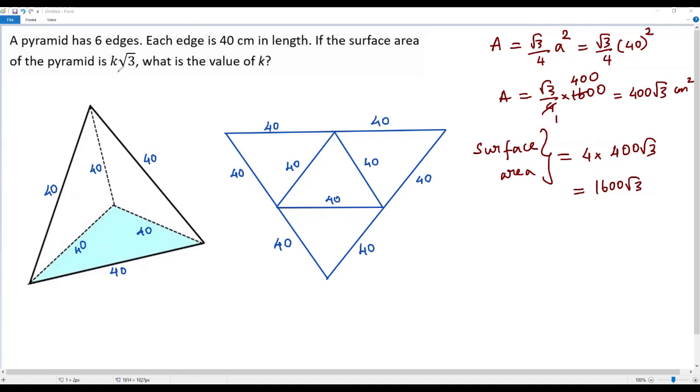But the question says the surface area of the pyramid is k times square root of 3, and we have to find the value of k. So this k times square root of 3 represents the surface area of the pyramid, and we got the surface area as 1600 times square root of 3. Both quantities represent the same thing, the surface area of the pyramid, so we can equate them. Our aim is to solve for k. For that I have to get rid of the square root of 3 which is multiplied here. So I divide both sides by square root of 3. The square root of 3 will cancel, and the same thing here. I am getting k equals 1600.